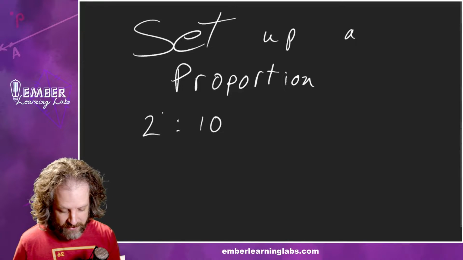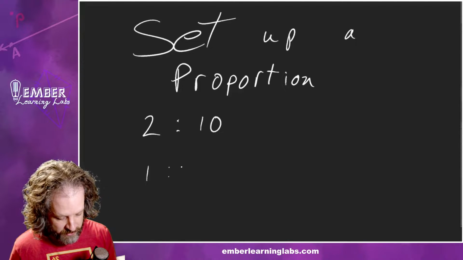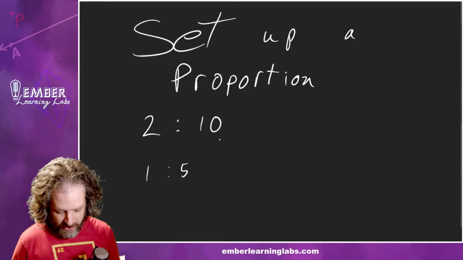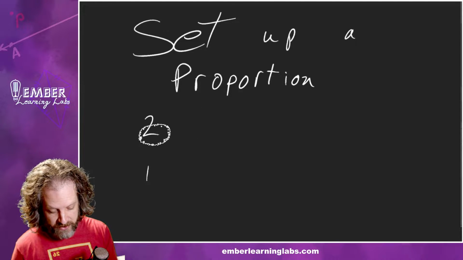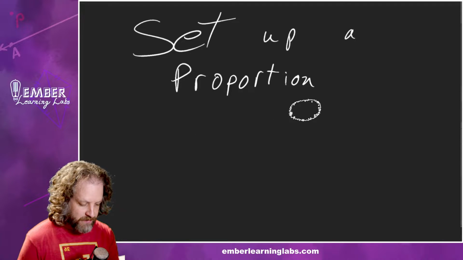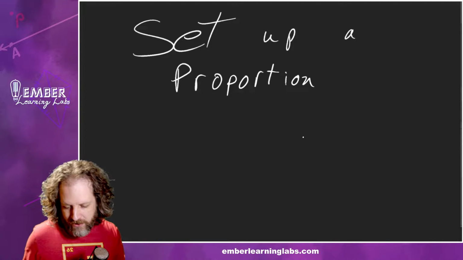2 to 10, and then you could reduce that to a 1 to 5 scale or something, right? So you're either going to set up a ratio and reduce it, or you're going to set up a proportion and solve it, right? And that's how you're going to do these problems.